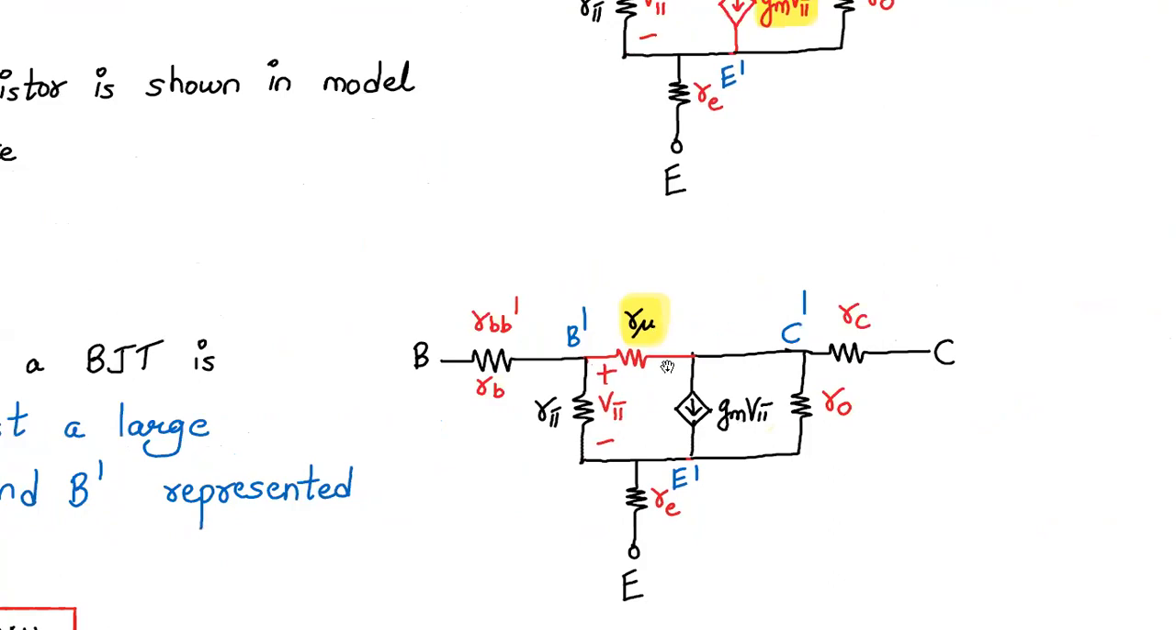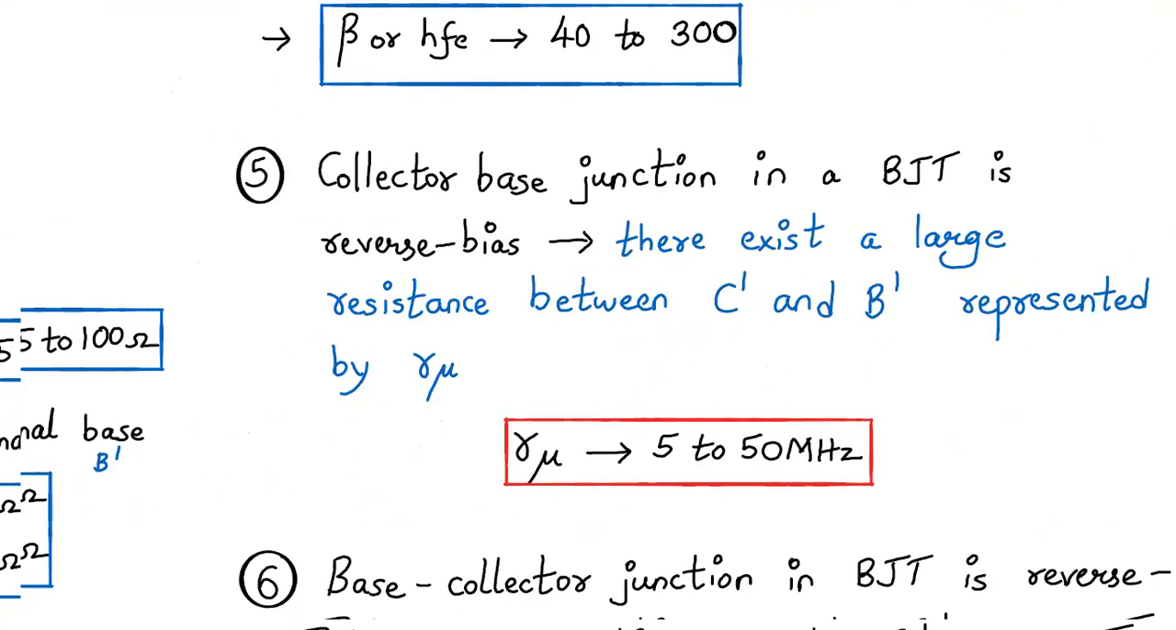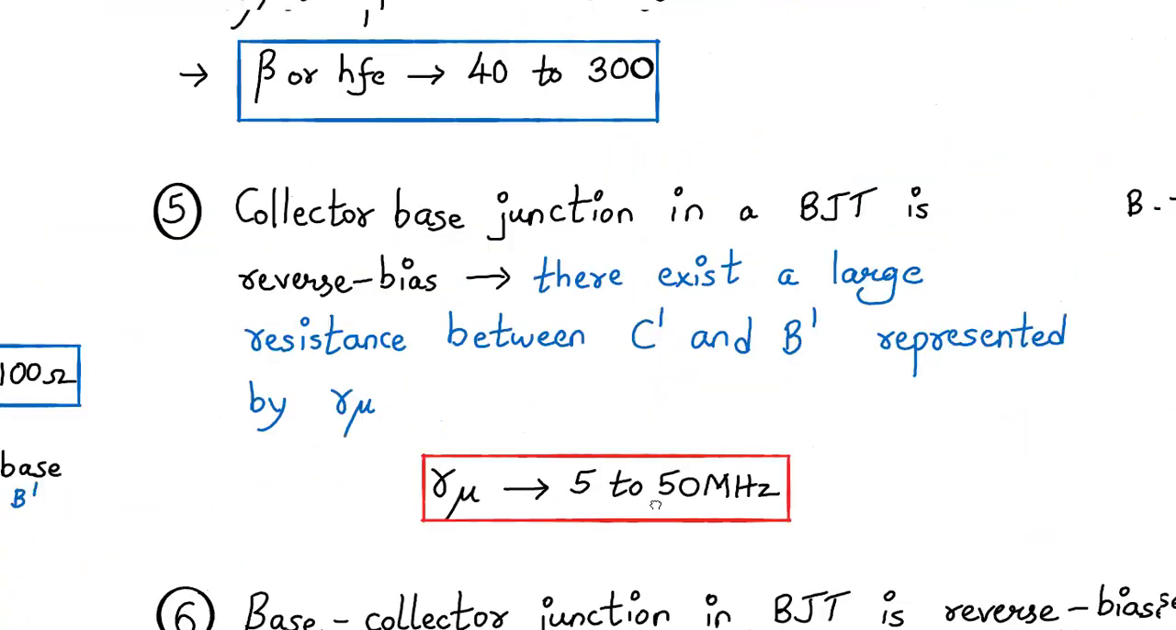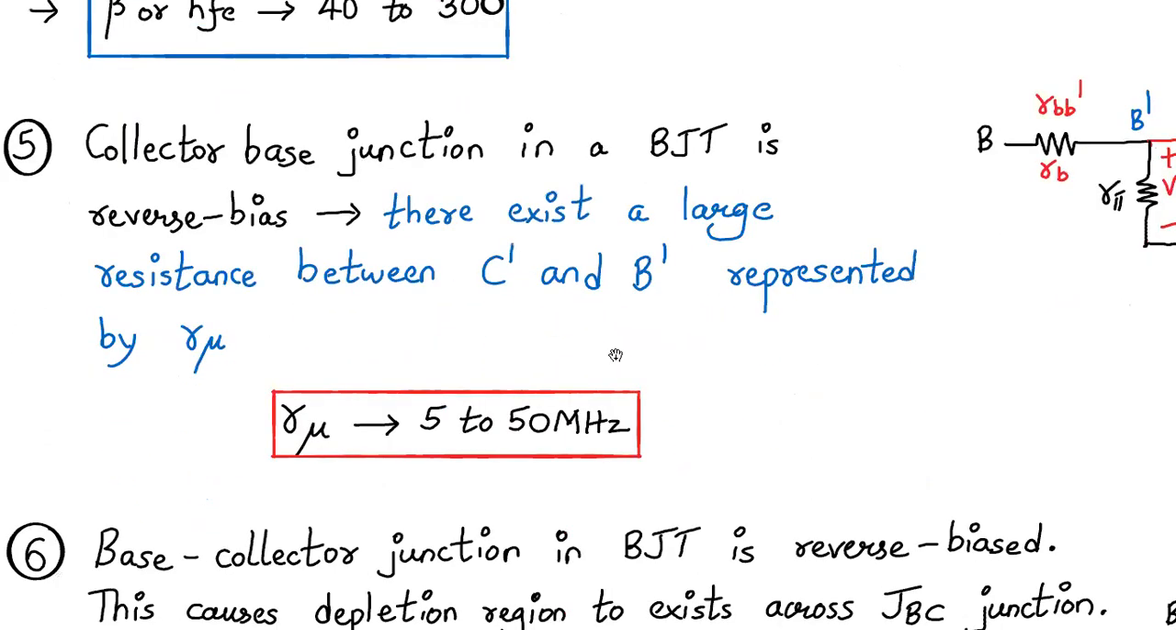Yeah. So here we have written R mu, and normally your base and collector is open circuit because the base collector junction is reverse biased. Very little current flows through it, but eventually some leakage current flows, and that is represented in the form of R mu. And the R mu value is basically around 5 to 50 mega ohms. Sorry, it's a mistake over here. R mu is 5 to 50 mega ohms. Let me correct that.